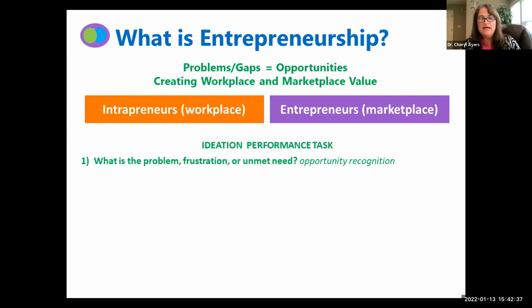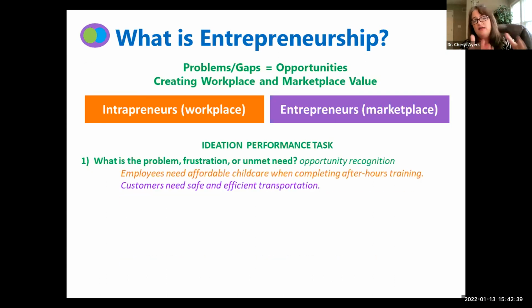It's called opportunity recognition. And so when we talk about the workplace, maybe it's this notion of having to pay for childcare so that you can stay after work and complete a training. Maybe for the marketplace, it's rural areas like around Virginia Tech where there is no safe and efficient transportation for people to get to work.